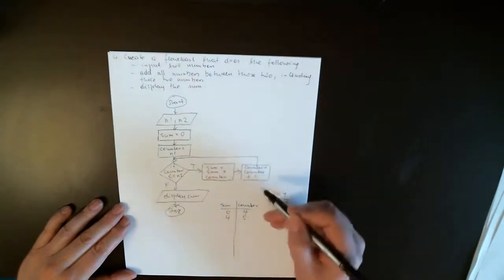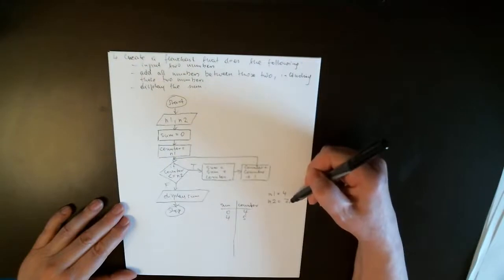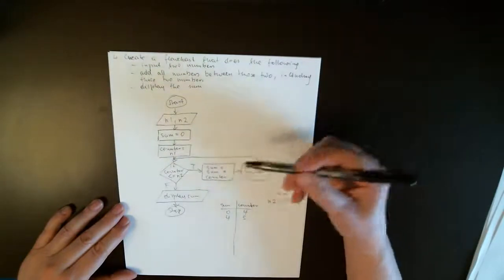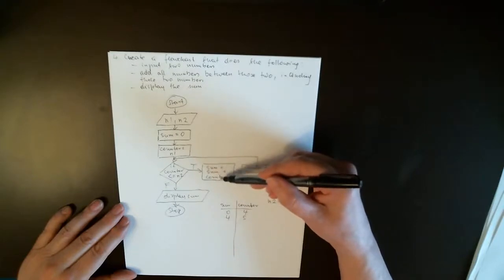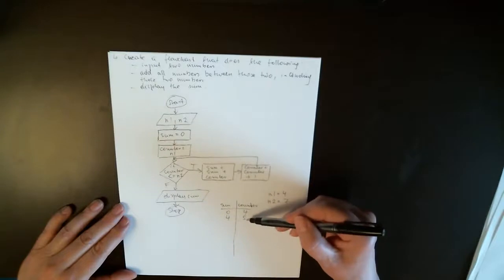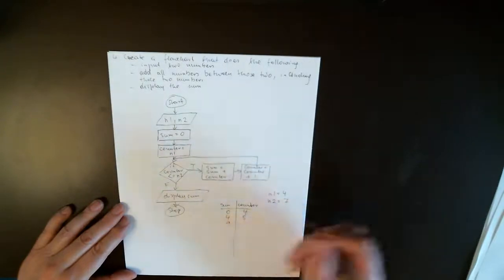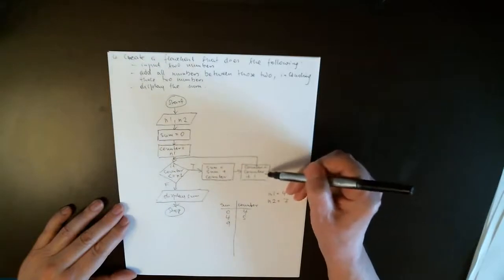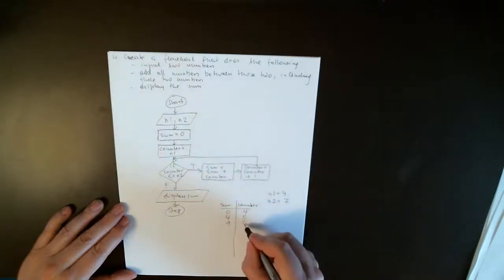And we continue with 5. Is 5 less than 7? Sure it is. So our new sum is equal to the old sum plus the counter. Our old sum was 4, our counter is 5. 4 plus 5 is 9. And then what happens to the counter? We add 1 to the counter. There was 5, now it's 6.